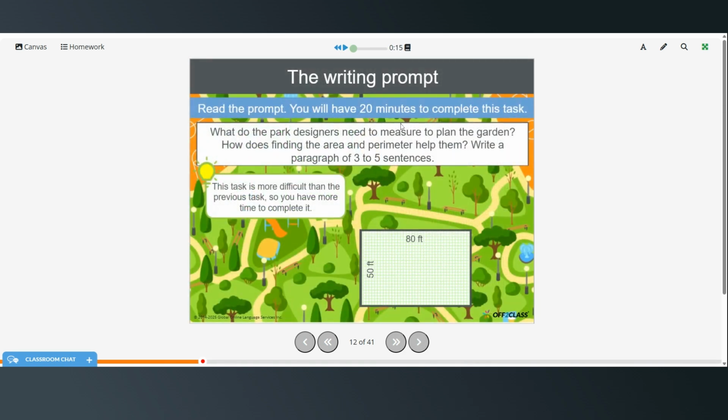Okay, read the prompt and then you have 20 minutes to complete the task. This task is more difficult than the previous task, so you have more time to complete it. What do the park designers need to measure to plan the garden? How does finding the area and perimeter help them? Write a paragraph of 3 to 5 sentences.